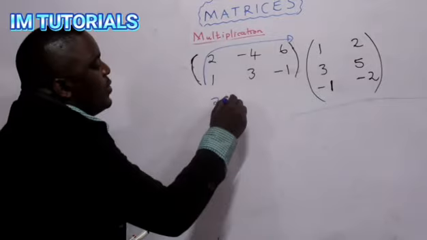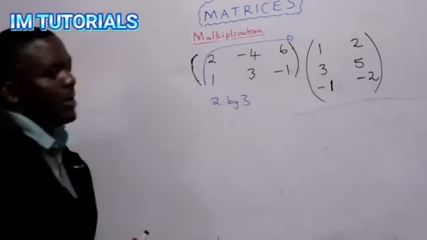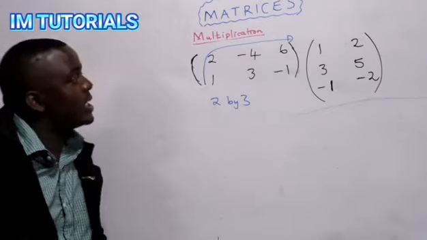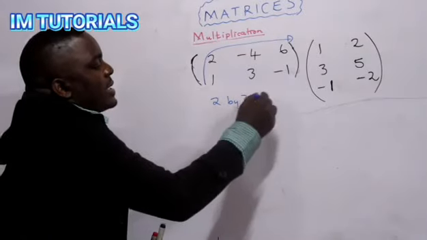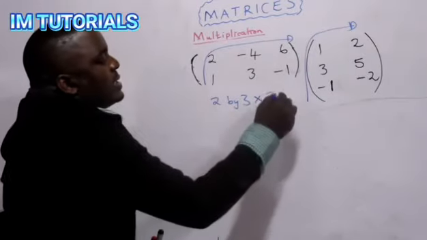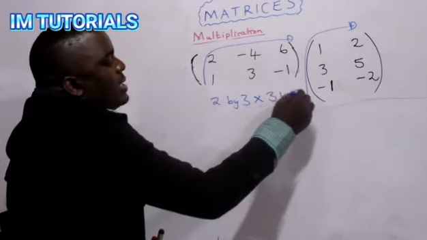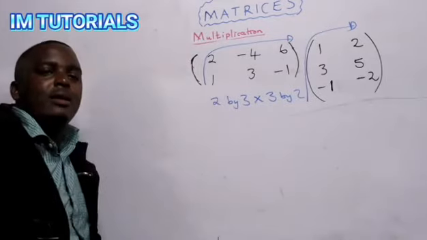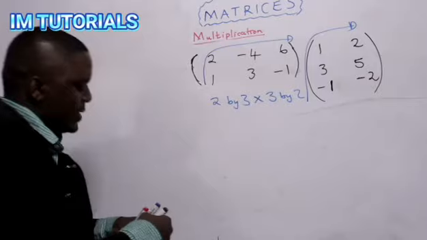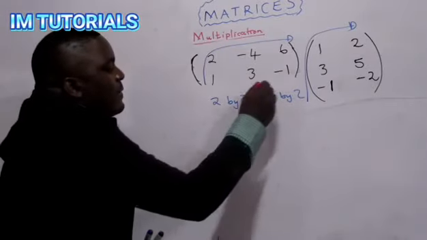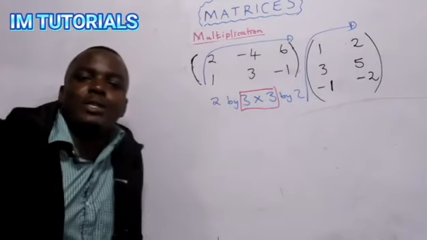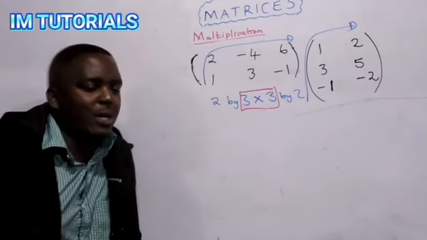This is a 2 by 3 matrix: 2 numbers upwards and 3 numbers rightward. To multiply what? This is 3 numbers upwards by 2 numbers rightward. Is it possible to multiply? Yes, it is possible. Why are you saying so? Because we have identical numbers in between, which satisfy the condition of multiplication of matrices.